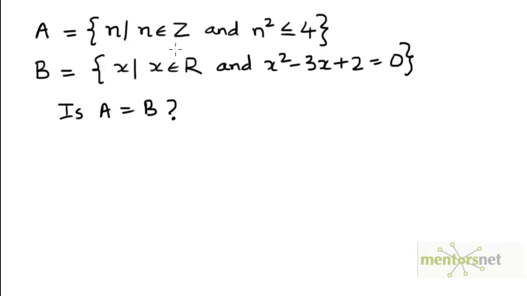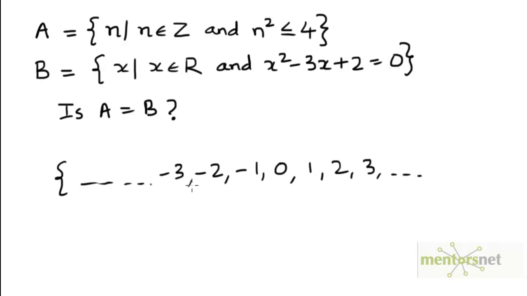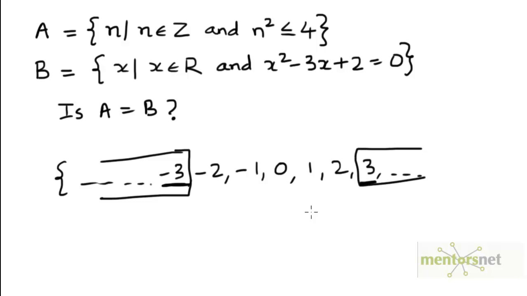Well, let's write the set A in roster form. So which integers satisfy the property that their square is less than or equal to 4? Well, we just have to look at the integers with a small magnitude close to 0. Among these integers, the square of minus 3 and 3 is 9, and 9 is larger than 4. So we can just forget about all the integers that are smaller than minus 3 and larger than plus 3.